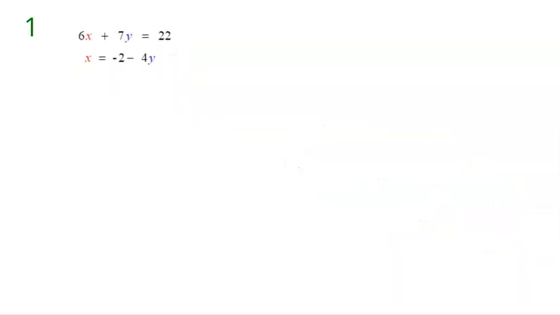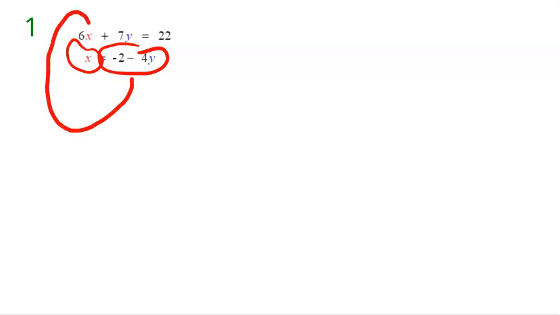And now we have a system that looks like the problems we've been working on before. We've got one of the variables by itself. We've got the x in the second equation all by itself, the way we wanted it. And now we'll be able to replace it with negative 2 minus 4y. We're going to replace it right there. In place of that red x next to the 6, we're going to write negative 2 minus 4y.